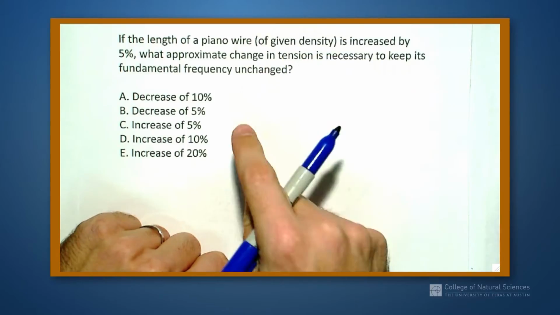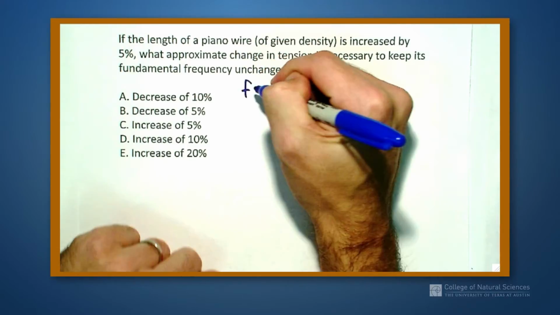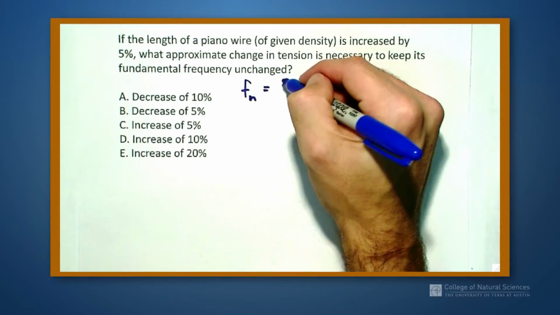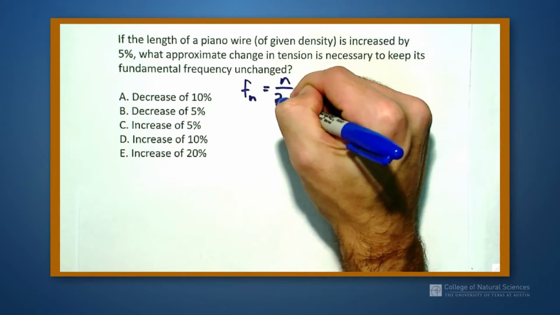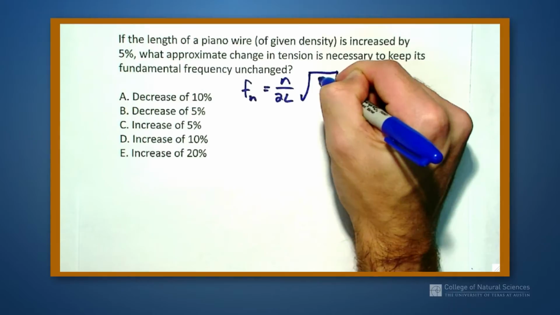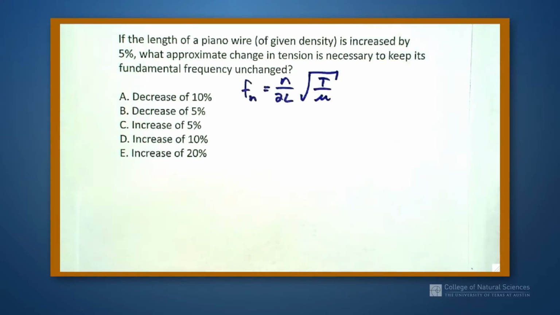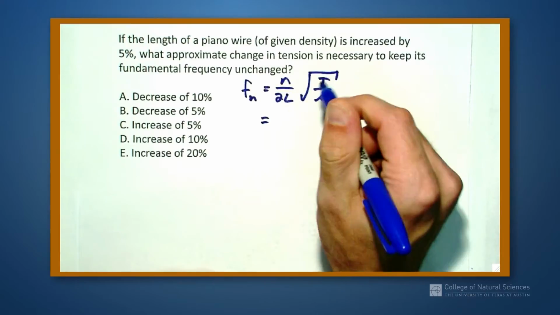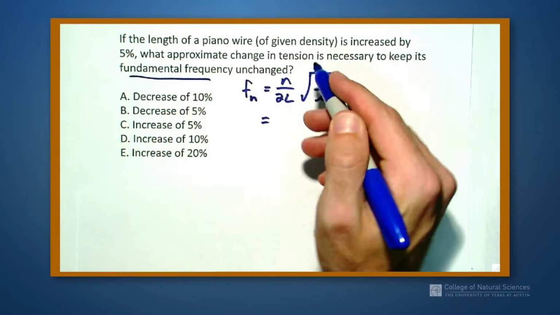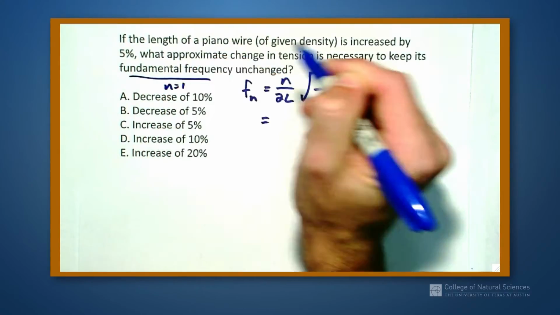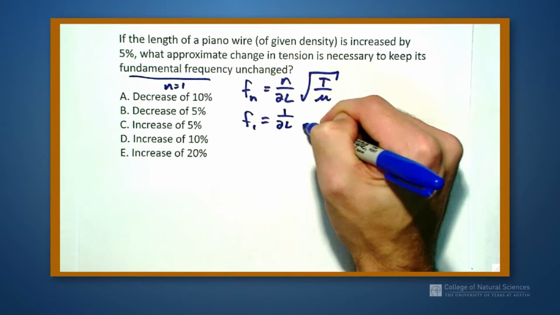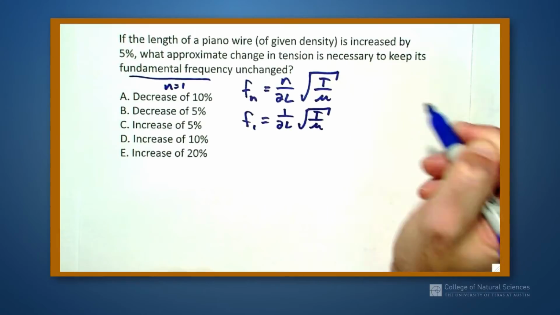So I'm just going to start off by writing down my original frequency. The fundamental frequency is n over 2L square root of T over mu. In this case, for the fundamental frequency, n is equal to 1. So F1 is equal to 1 over 2L square root of T over mu.